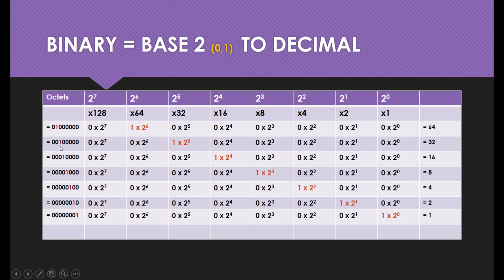And now we are given the octets of binary numbers. Remember that binary only accepts 0 and 1, unlike base 10, which accepts 0 to 9. That's why you can't see any other number here apart from 0 and 1. So you can represent it in octet form too, and that's this way. We're going to find out what this octet means in decimal.